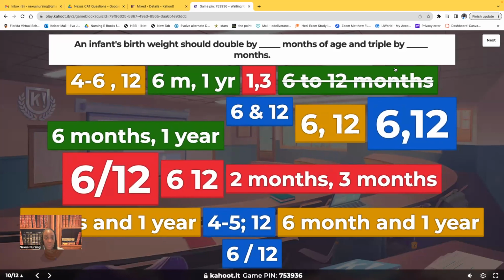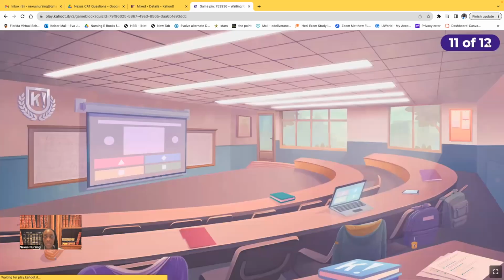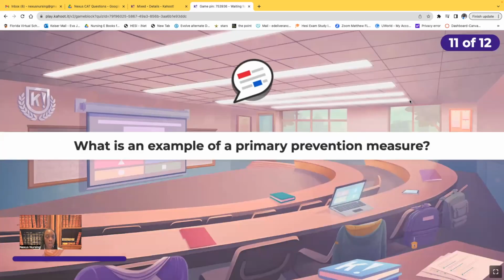I'm seeing 2 months, 3 months, 4 months, 6 months. Okay, guys. So the weight should double by 6 months and it should triple by 12 months. So it's 6 and 12. Double by 6 months and triple by 12 months. A for effort, though.